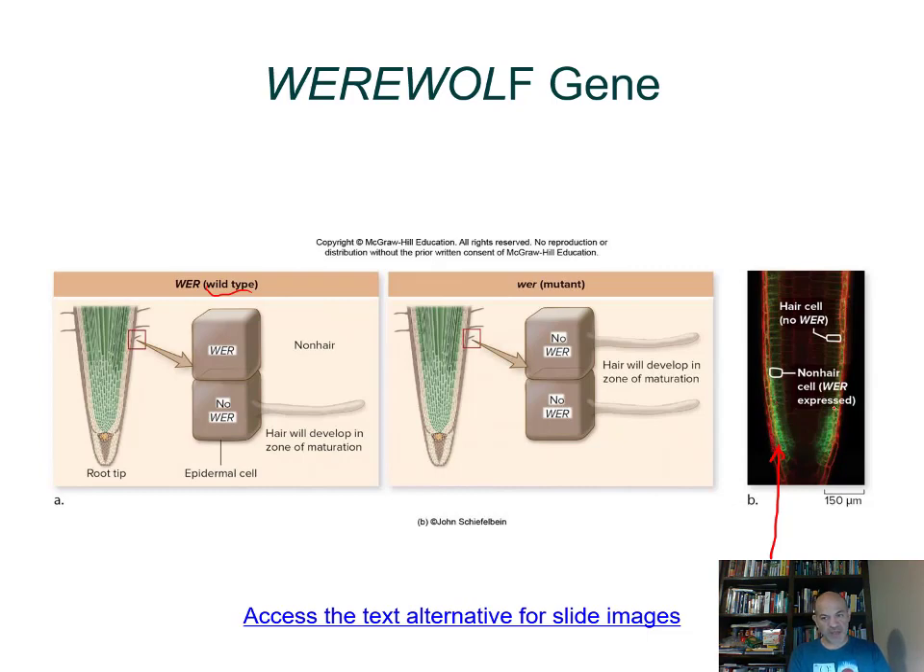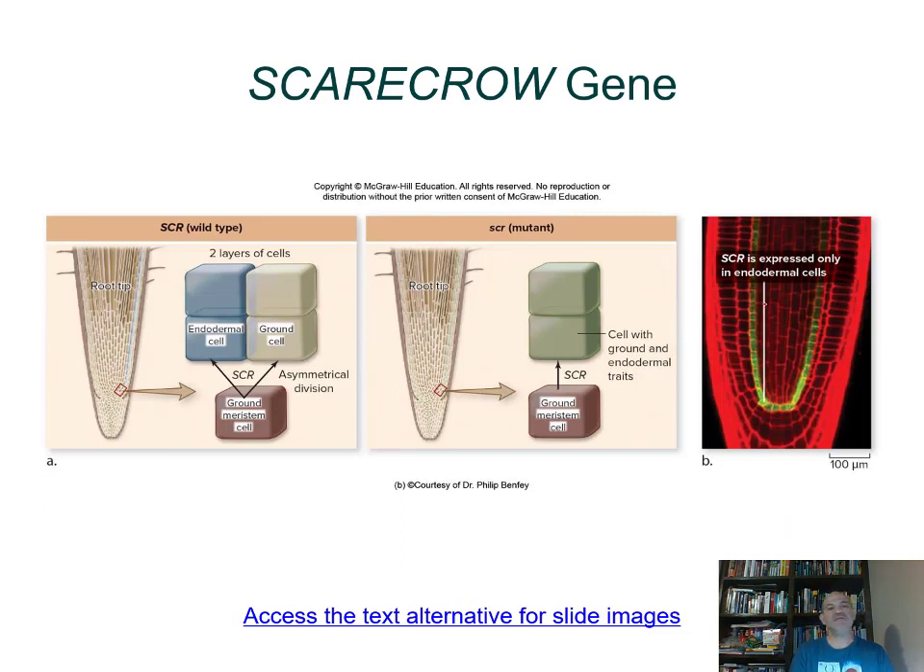So whenever they glow in the image, you know that gene is being expressed. And then here's the scarecrow gene, and so let's say we start down here at the bottom of the root where we're in the cell division. They're dividing and trying to differentiate.